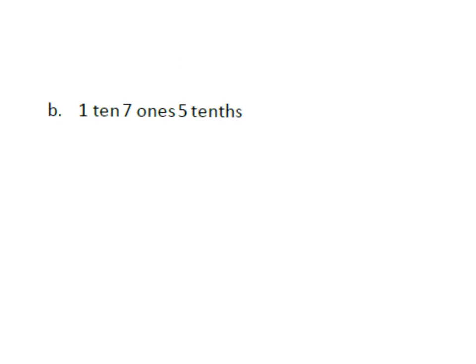Look at number 2, letter B. It says to draw discs to represent each number using tens, ones, and tenths. Then show the expanded form of the number in fraction form and decimal form. We are actually going to change the directions and just write it in decimal form.